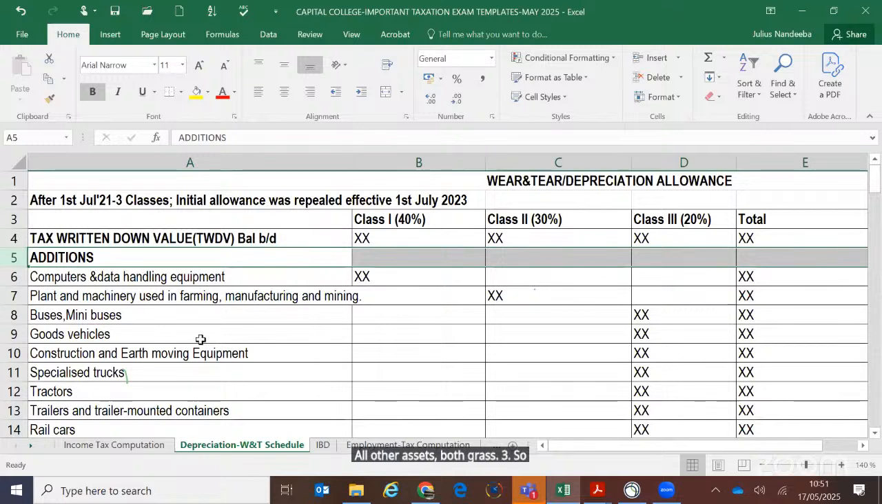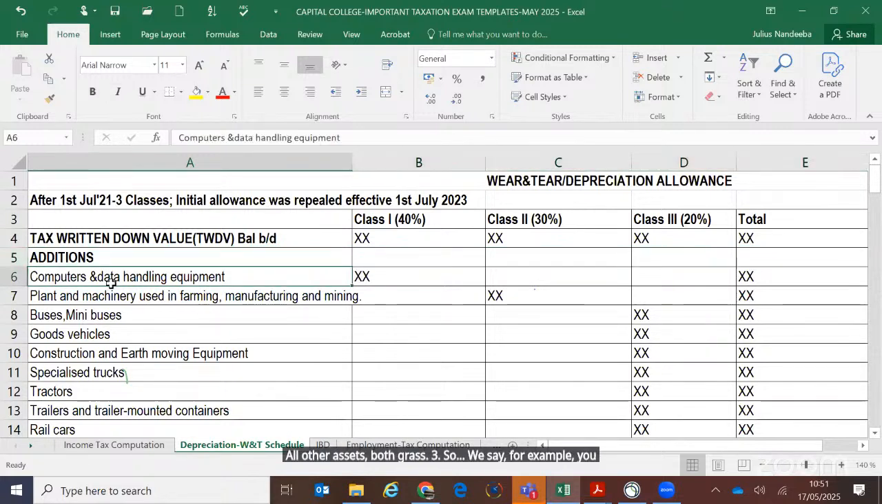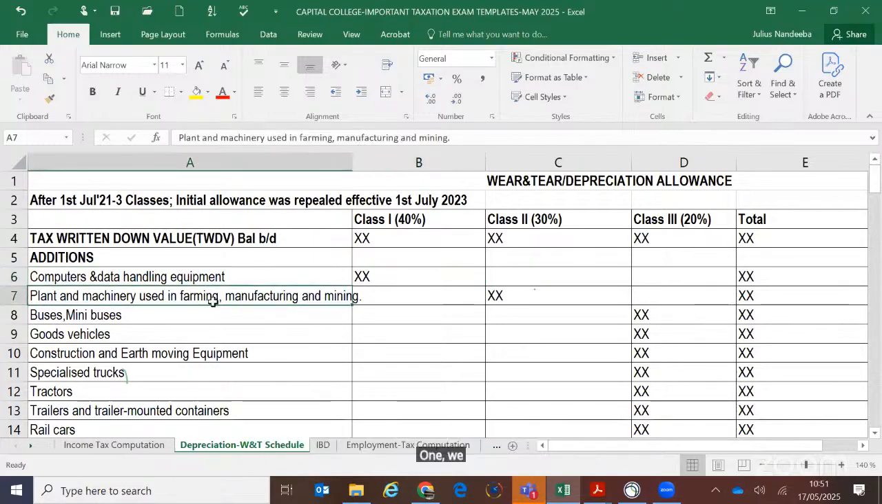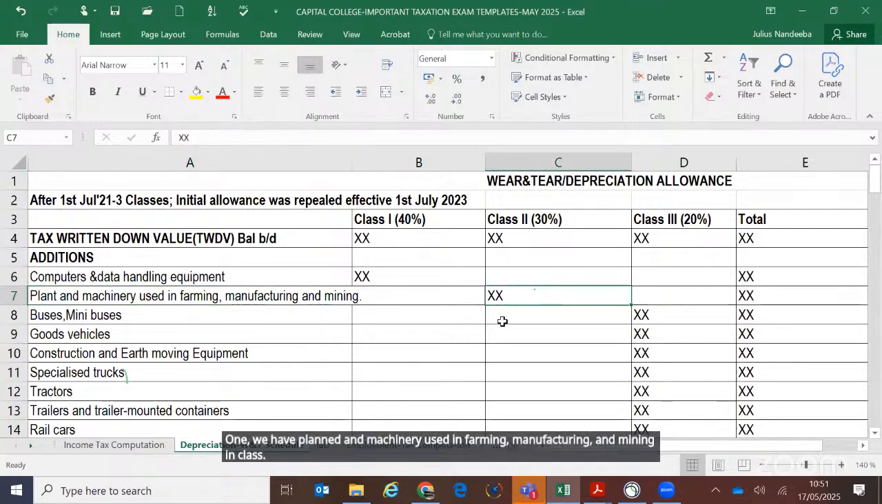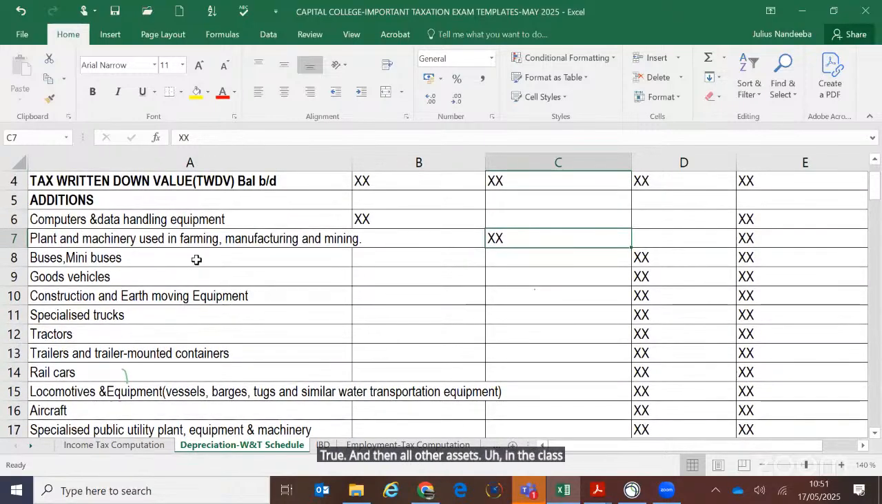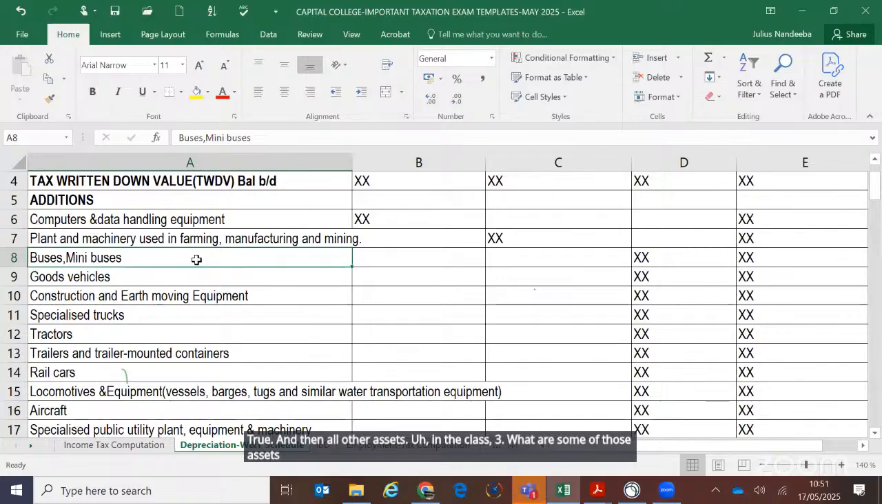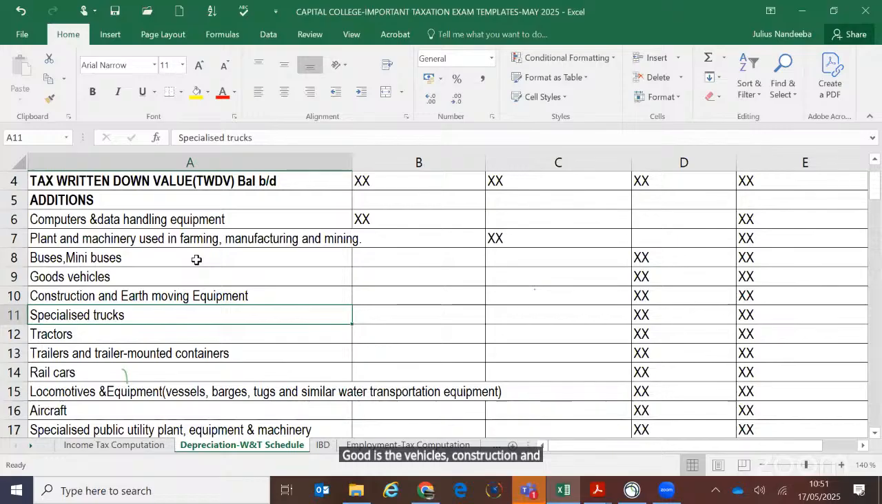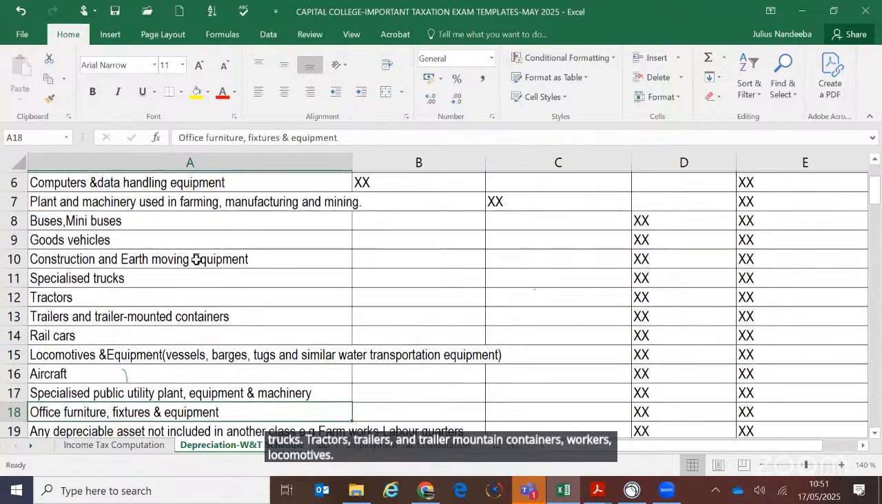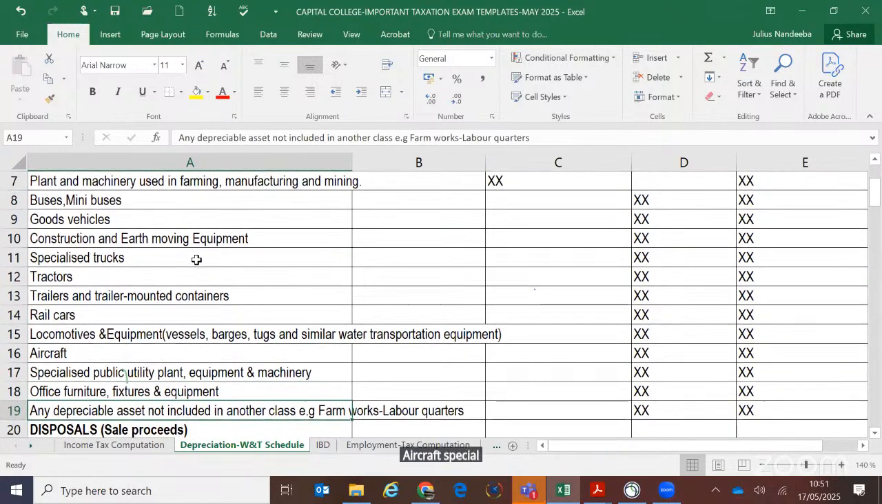So we see, for example, you have computers and data handling equipment in class 1. We have plant and machinery used in farming, manufacturing, and mining in class 2. And then all other assets are in class 3. What are some of those assets? Buses, minibuses, goods vehicles, construction and earth moving equipment, specialized trucks, tractors, trailers and trailer mounted containers, rail cars, locomotives, aircraft, specialized office and furniture.